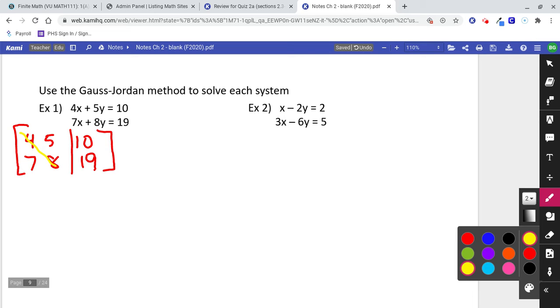So I pretty much will go from left to right. All right, I'm going to make the 7 a 0, and then I'm going to make the 5 a 0 later. All right.